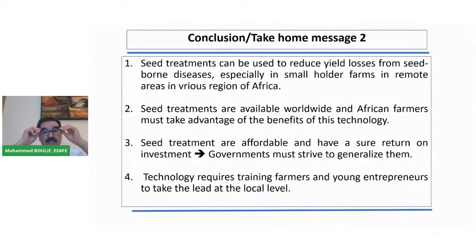So, if I may draw a conclusion from this second part, seed treatments can be used to reduce yield losses from seed-borne diseases, especially in smallholder farms in remote areas in various regions of Africa. So if we cannot do anything else, we can treat the seed at least. And the seed treatments are available worldwide, and African farmers must take advantage of the benefits of this technology.